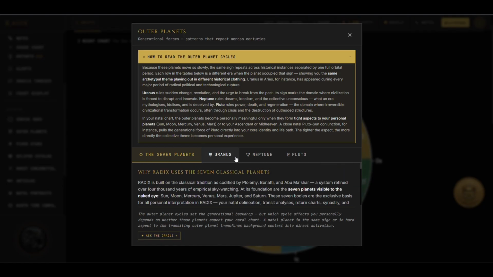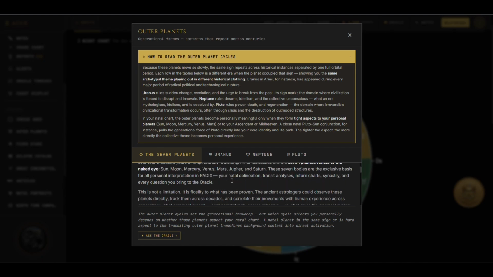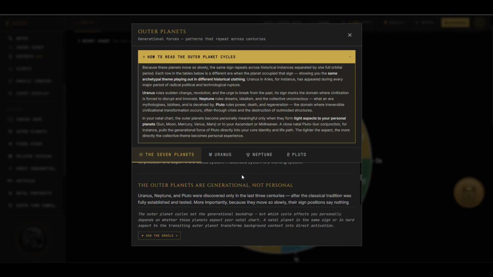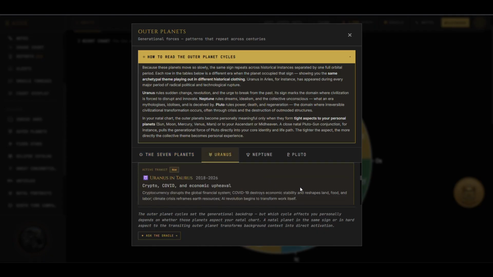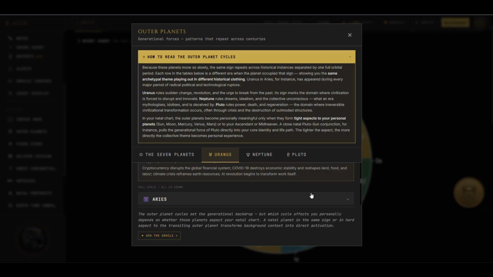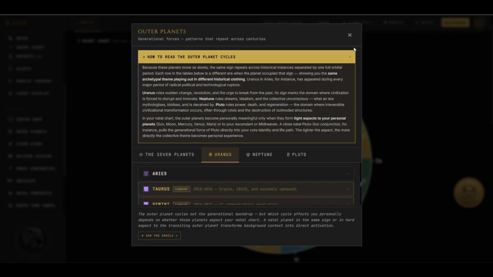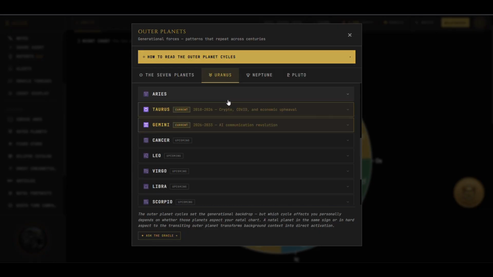RADIX doesn't do that. What RADIX does include is the outer planets as a separate, clearly labeled layer, not as traditional astrological actors, but because of observable historical patterns that are genuinely hard to dismiss. The 84-year Uranus cycle, the 248-year Pluto cycle, the way Neptune's sign transits correlate with recognizable shifts in collective mood and culture across centuries.